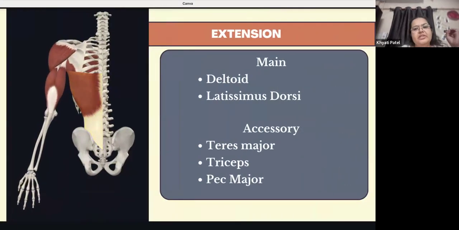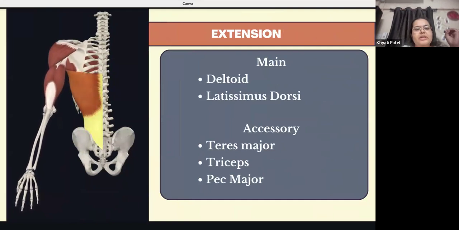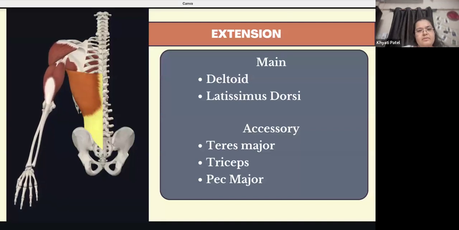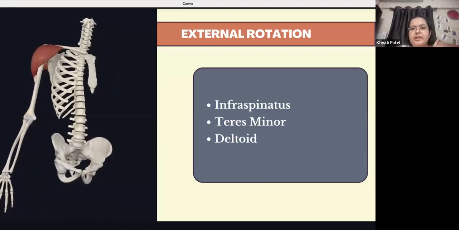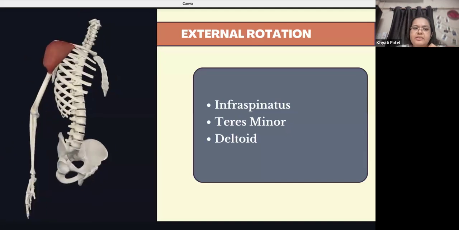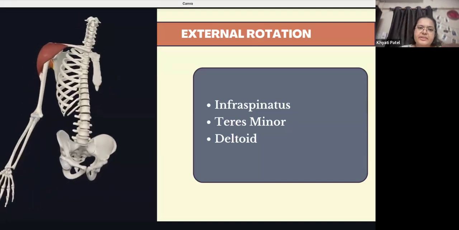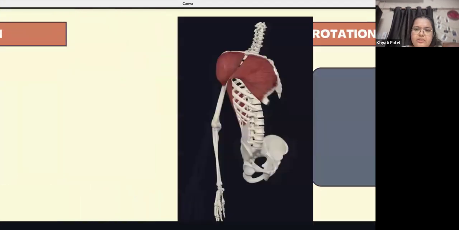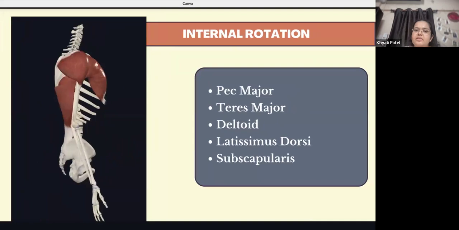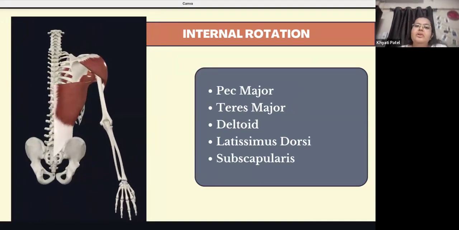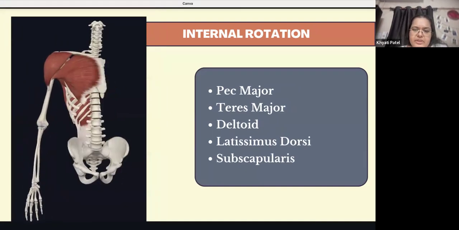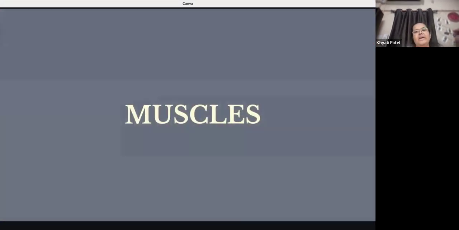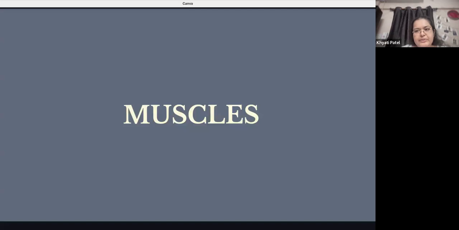Coming to the next movement, which is extension. Deltoid and latissimus dorsi are the main extensors, and teres major, pec major, and triceps will help in this. Next, external rotation, which is mainly done by infraspinatus along with teres minor and deltoid. And last is internal rotation. Subscapularis is the important internal rotator. Along with that, pectoralis major, teres major, deltoid, and latissimus dorsi also help. So now with this background, we go and learn about individual muscles.